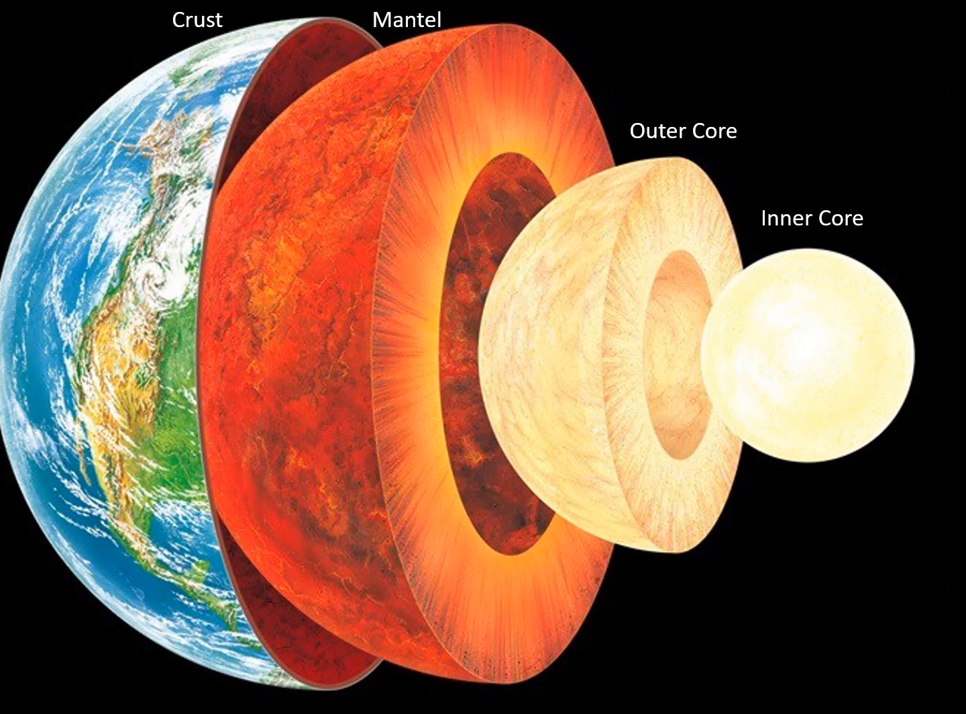This is a diagram showing the layers of the Earth. We have the crust, mantle, outer core, and inner core. Tectonic plates make up the crust and move on top of the mantle due to convection currents, or movement of magma within the mantle.